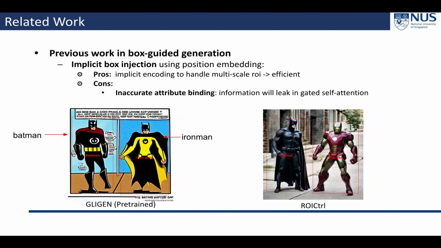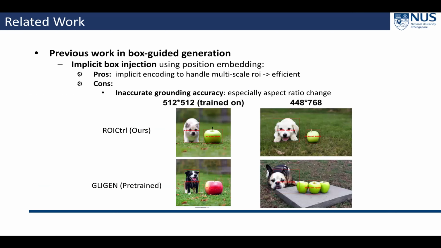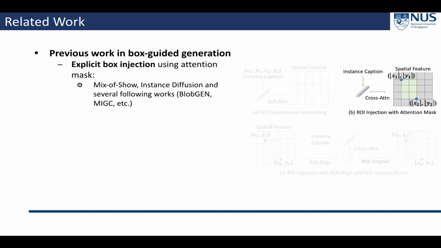However, this method makes attribute embedding inaccurate, as information will leak with the gated self-attention, like Arrow Man and Batman will fuse their IDs. And also for different aspect ratios, the injected bounding box will have inaccurate grounding accuracy.